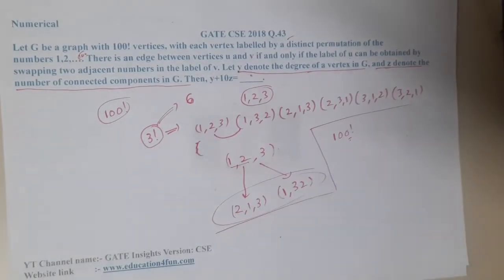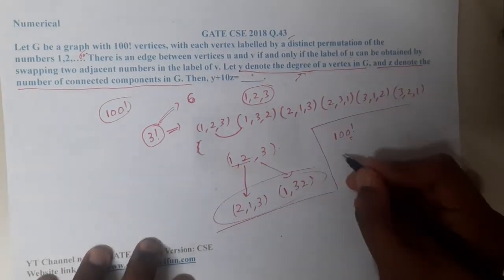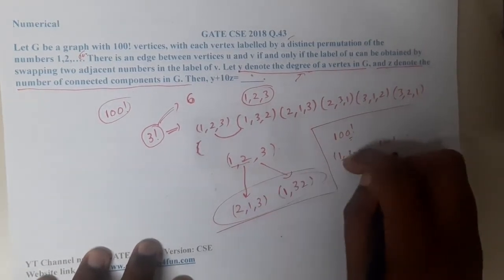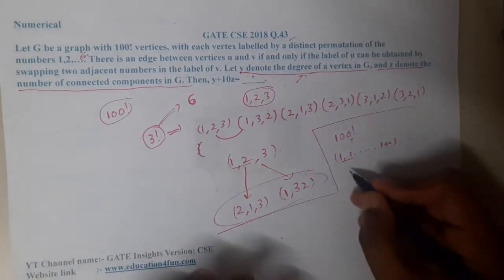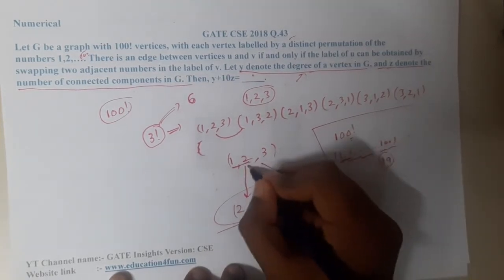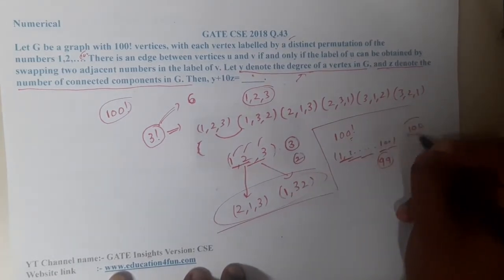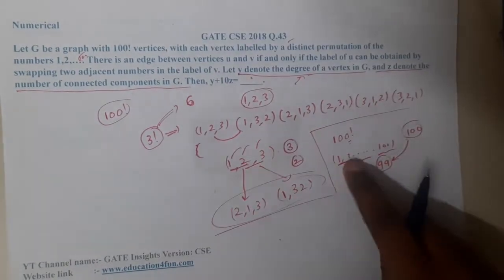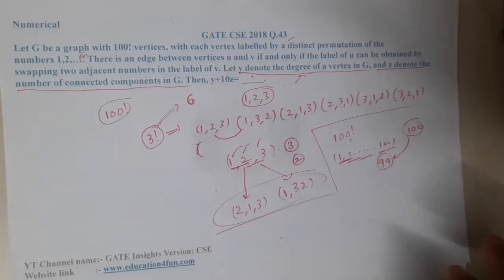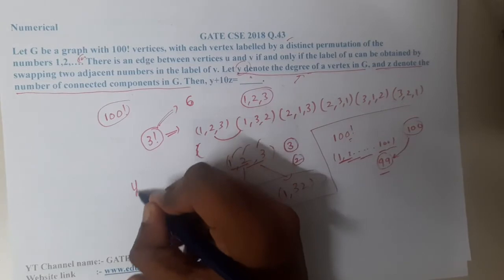So for 100 factorial, what is the degree? It will be 100 numbers, 1, 2, 3, 4, 5, 6, 7, 8 up to 100. What will be the degree of that particular node? How many combinations will it have? It will have a total of 99. Here there are total 3 digits and we got 2 combinations. If there are 100 numbers, we get 99 combinations, like 1 2, 2 3, 3 4, 4 5 and so on up to 99 100. So a total of 99 different swaps you can make. So the y value, that is the degree, is equal to 99.